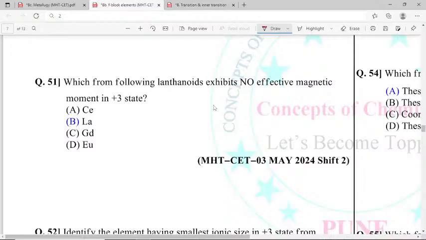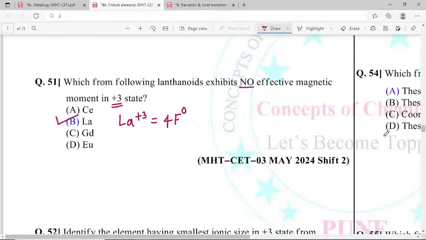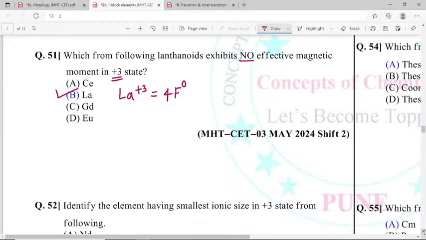Which of the following lanthanoids exhibits no effective magnetic moment in the +3 oxidation state? Lanthanum in +3 is 4f0. So if there are zero unpaired electrons, there is no effective magnetic moment. So this is diamagnetic. Remember here, diamagnetic.